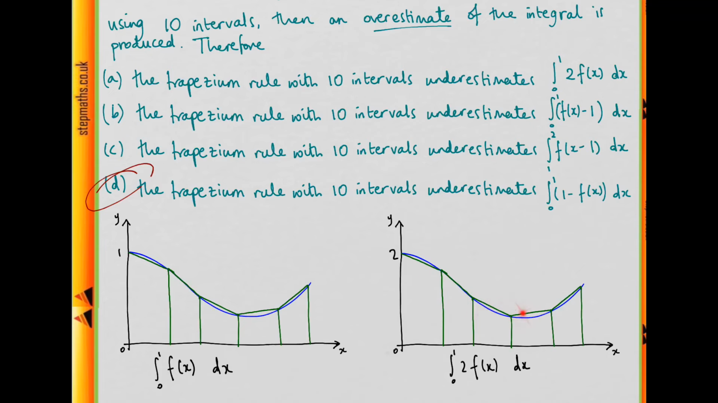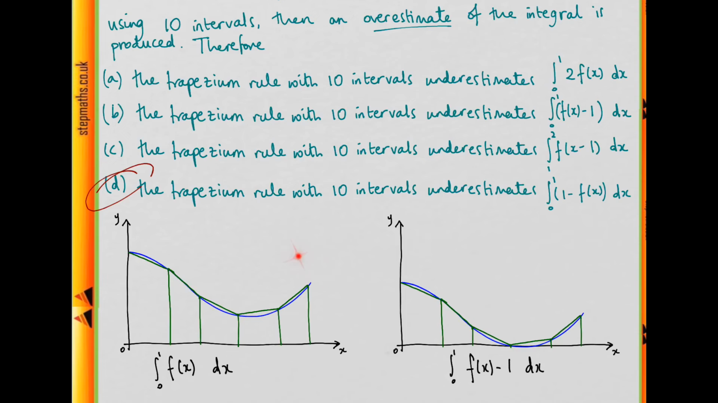And so these areas will be doubled, but because we're changing all of the areas in the same way, the areas above the graph are still going to be greater than the area below the curve, so we'd still end up with an overestimate. And for this second one, we're just translating the whole thing down by 1, and so that's not going to affect these areas. And so we'd still get an overestimate by the same amount.